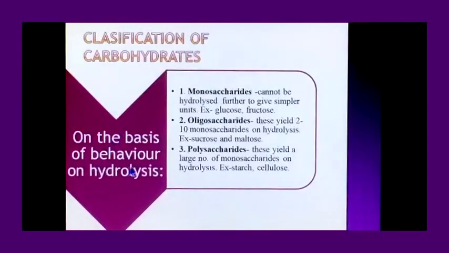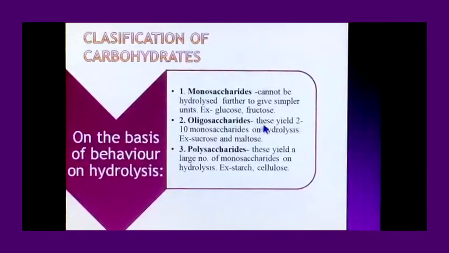Moving on further about the carbohydrates, they can be classified in various ways. The very first basis is the behavior towards hydrolysis. On adding water, they get decomposed to form smaller units. So they can be categorized into 3 groups. Very first is monosaccharides. These are the group of carbohydrates which cannot be further hydrolyzed to give simpler units. Examples are glucose and fructose.